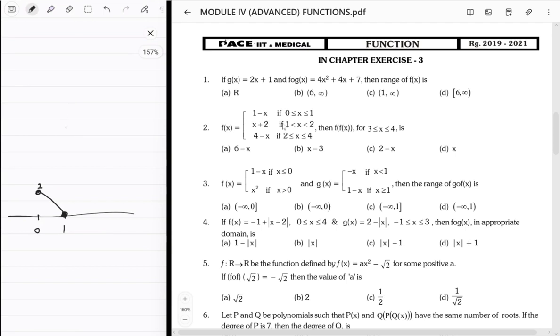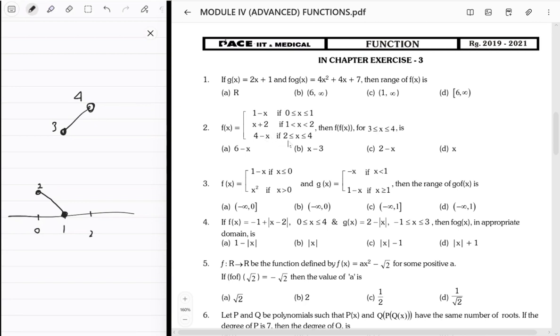So 3 is somewhere over here. Okay, it's 3, and then it goes up once again. So at 2, it's going to be one more because the slope is 1. So 4 makes sense. Okay, and then what?